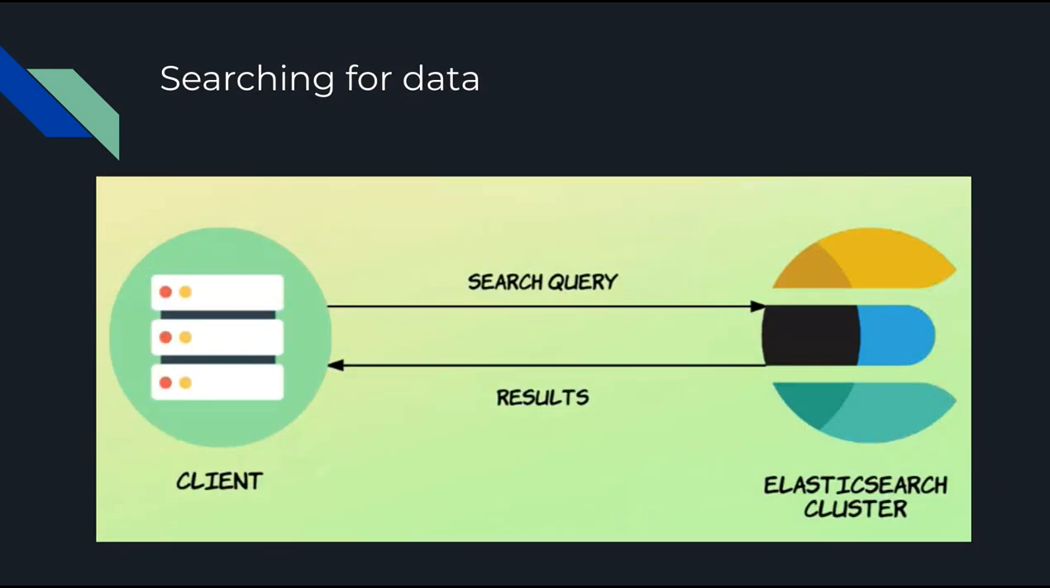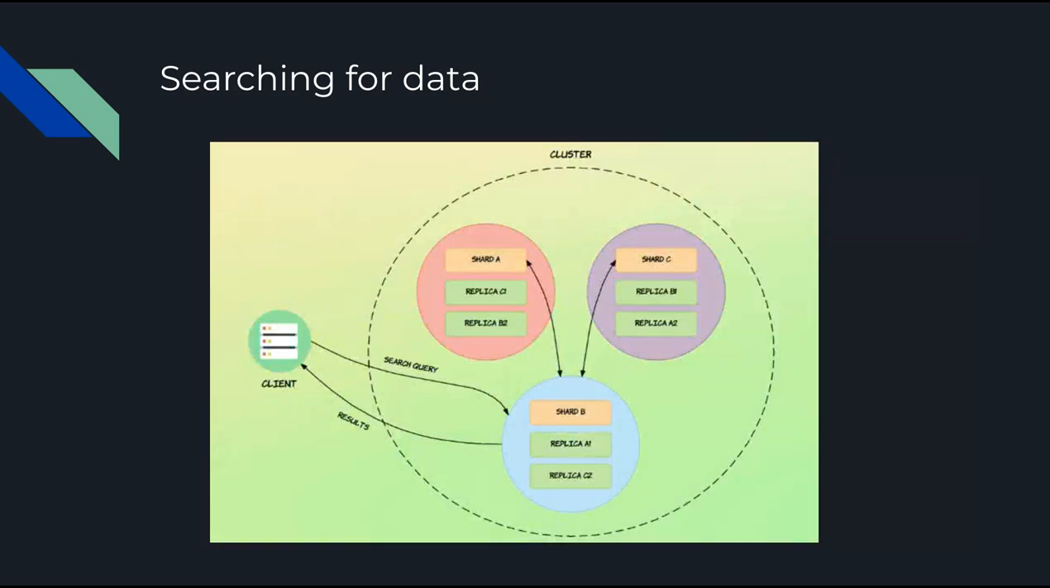So if you look at searching, the client issues a search query, Elasticsearch searches through the data, and then sends the results back. It's as simple as that. But if you look closely, there are different nodes in your cluster, and you can assign one to be the master, which would handle all the requests. But if you don't, any of these nodes is equally capable of handling that request. So you send the query to one of the nodes, and that acts as a coordinating node, forwards the request, gathers the information, and sends it back to the client.